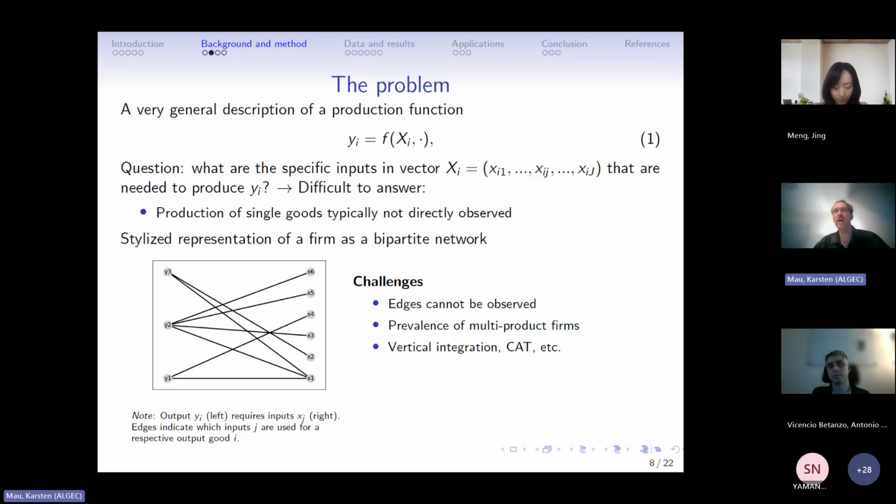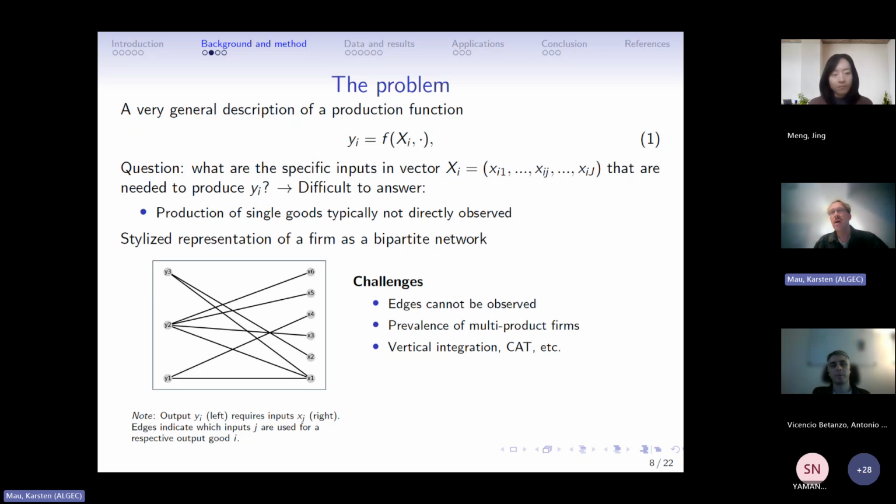We are assuming, whenever we observe firms' import and export baskets, that these are directly linked to each other and that there is no extreme heterogeneity across firms in terms of their vertical integration, so that they can actually be directly linked.